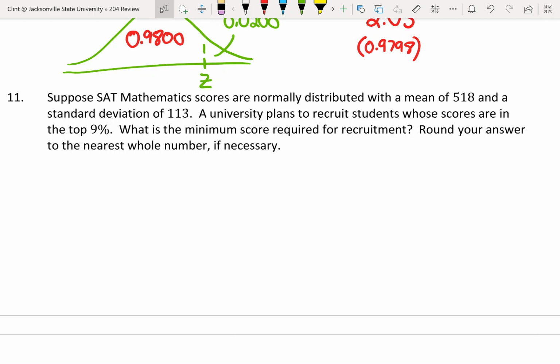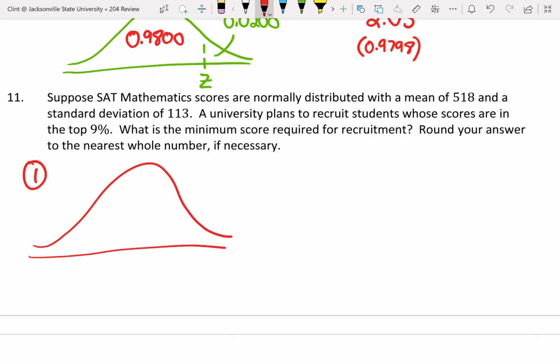So remember, the way we do these is first we find the Z that matches the information we're given, and then we've got the formula we can use to change that back to an X. So these are kind of those two-step problems. Step one, we need to find a Z that matches the given information. So we want a Z value that's in the top 9%.